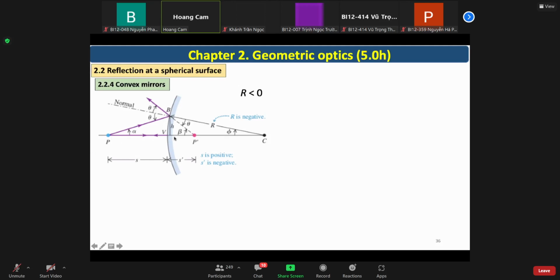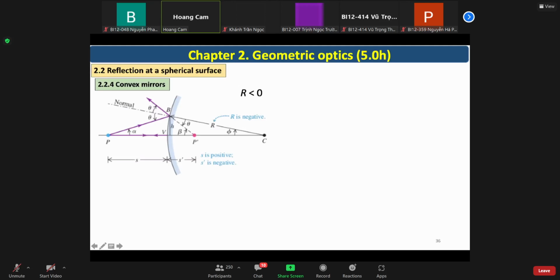And in order to find the image, you need to find the intersection point. So these two reflected rays do not meet each other, so you need to draw the extension lines. So that's why you have the dashes here, and you have P prime as the virtual image.